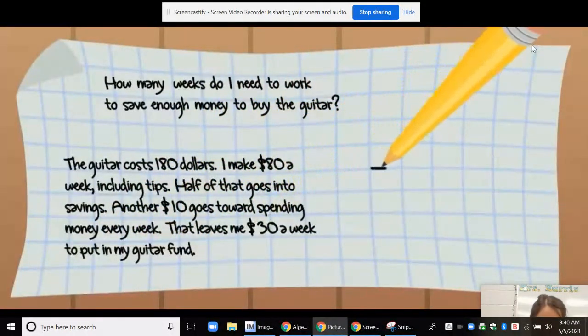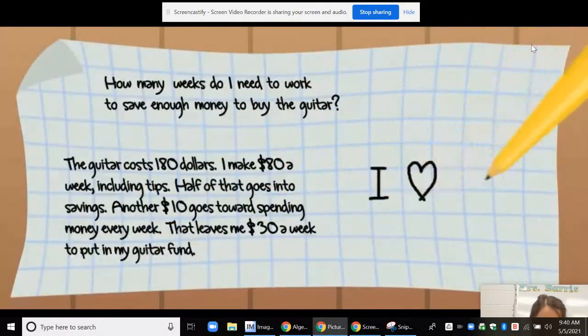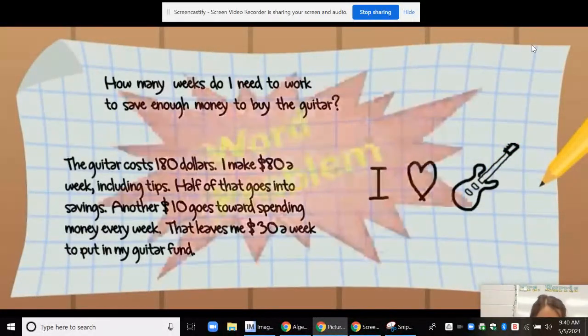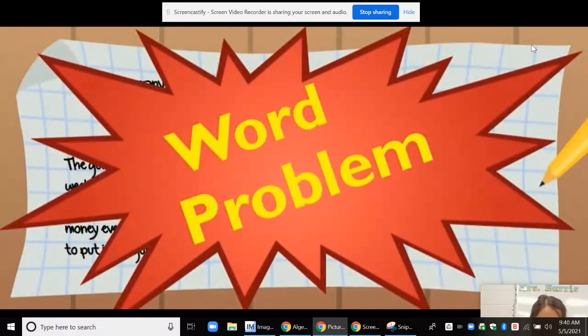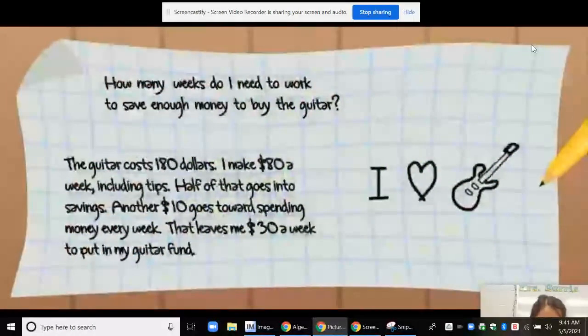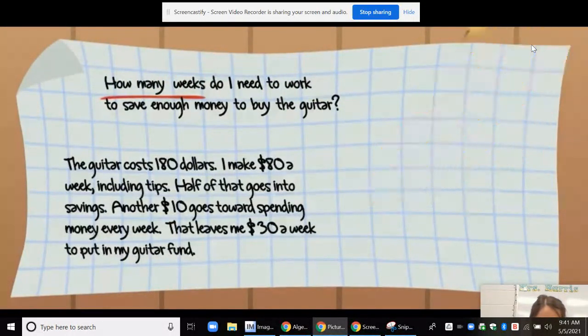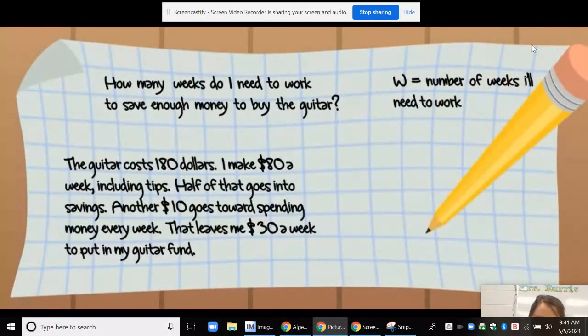Whoa, Zoe, can you slow down a little? Sorry, I am excited. Well, I bet we can come up with an equation to work out how long it'll take. Oh yeah, like a word problem. Let's go through my notes and pick out the info that we need. Good idea. Let's break it down. First, what do we want to find out? Oh, that's easy. How many weeks you need to work to save enough money? Right. So the number of weeks is our unknown variable. How about W for weeks? We can use any letter we want, so W it is.